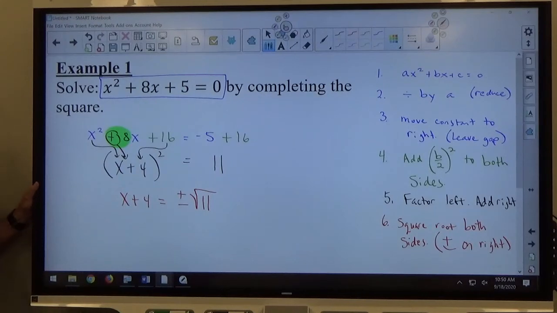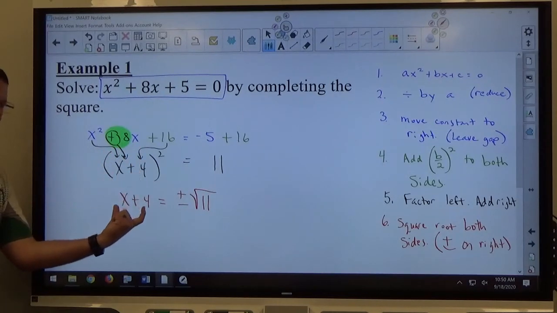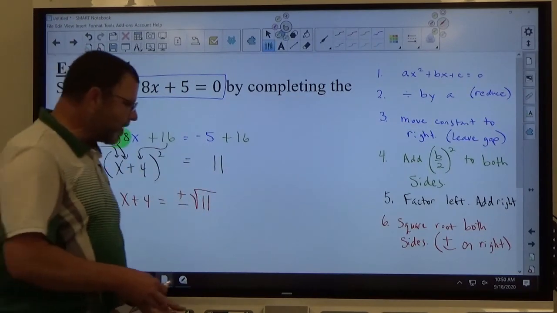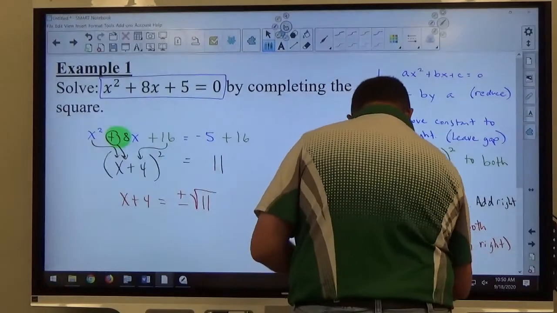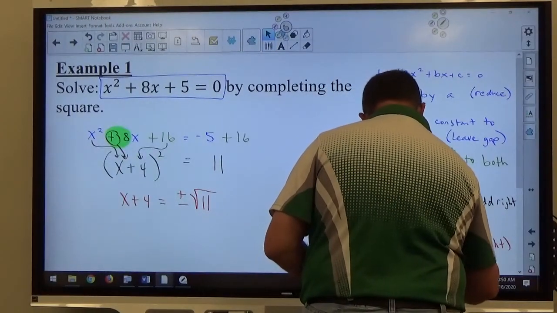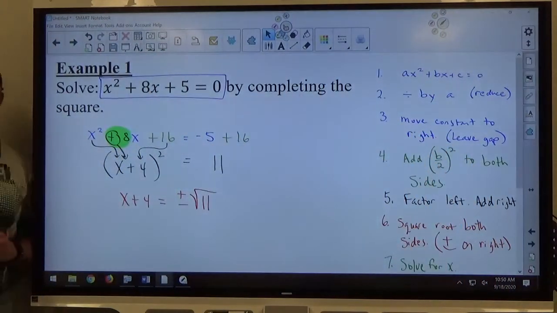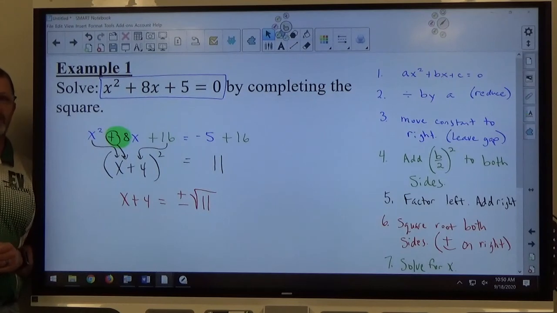If they ask you to approximate, use a calculator to get the square root of 11 decimal value and throw that in there to a couple decimal places. Right? But again, square rooting both sides gets this down to just a simple x plus 4, and gets this down to a simple plus or minus the square root of 11. So then our last step, step 7, is solve for x. Okay? Go back to Algebra 1. Back when life was easy and everything was not complicated. If you have x plus 4 equals some number, all you got to do to get 4 over there is chop it off and change the sign, right? That's all I'm going to do.